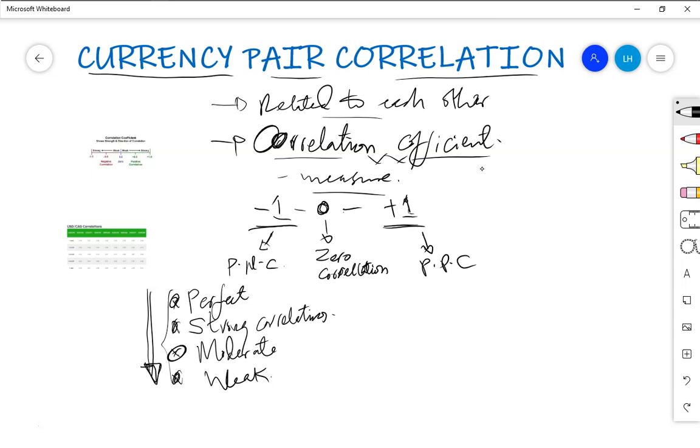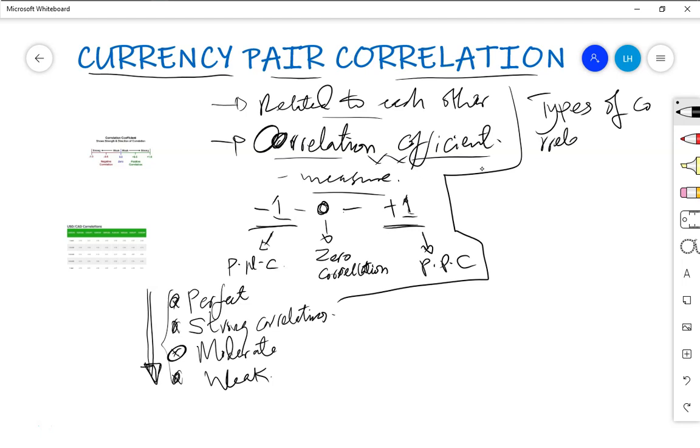Now mainly we can discuss the idea of types of correlation. Let us see the concept of types of correlation, even though we have already touched on it when discussing the correlation coefficient. So we're going to see it in detail. What are the types? The first type of correlation is what we call a positive correlation.